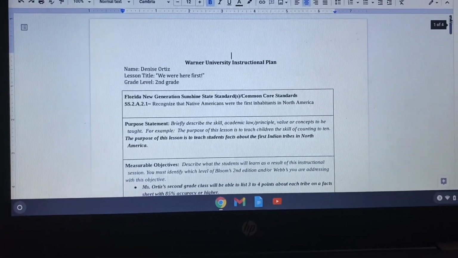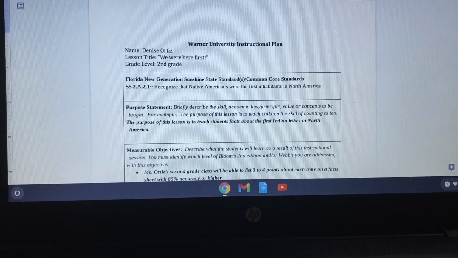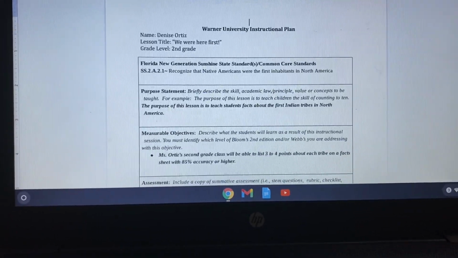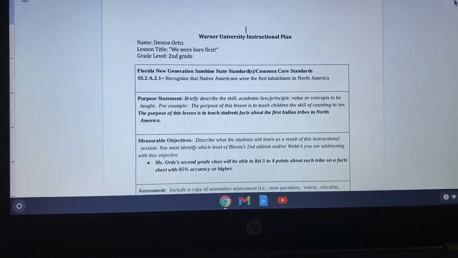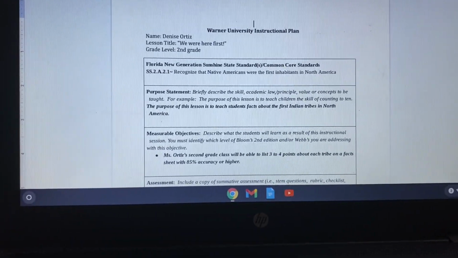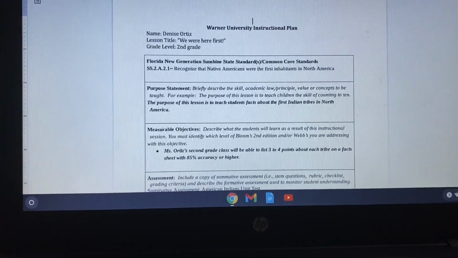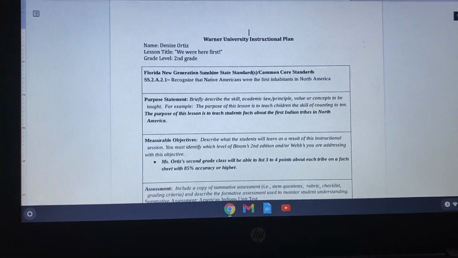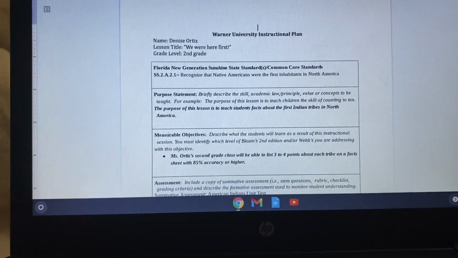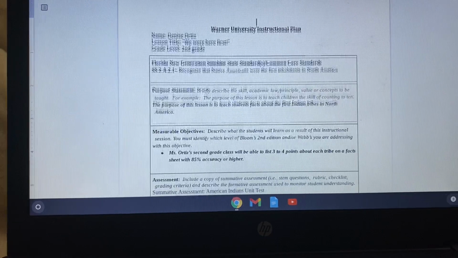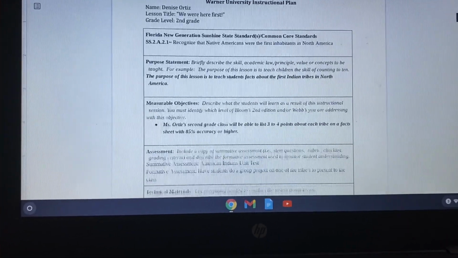For this instructional plan, I created a lesson. I said it was second grade, and the standard is social studies, second grade American history. It says to recognize the Native Americans were the first inhabitants in North America. The purpose of this lesson is to teach students facts about the first Indian tribes in North America.